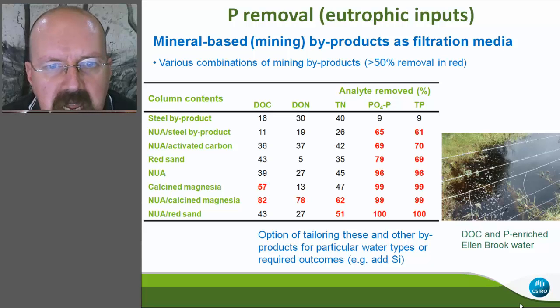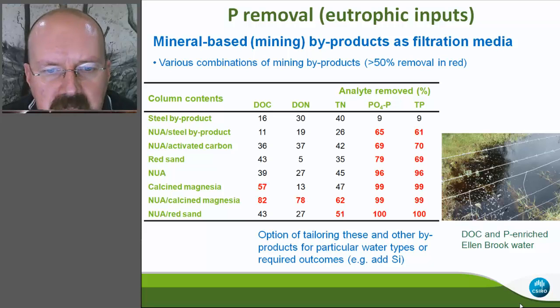But then we can combine NUA with particular material. We look at the last couple of lines there. NUA and calcined magnesia in particular is very effective at removing both dissolved organic carbon and dissolved organic nitrogen, in addition to total nitrogen and phosphorus.